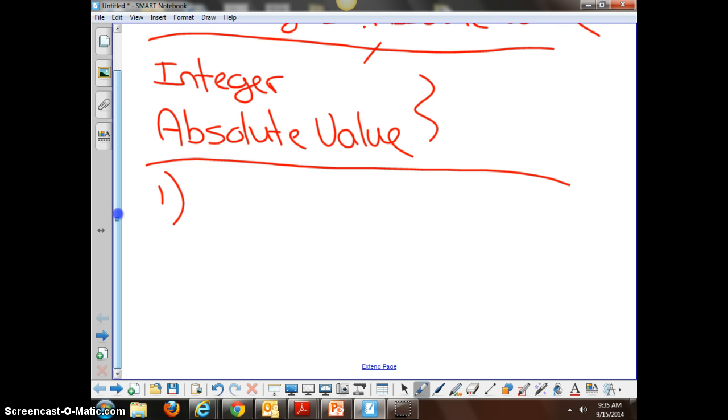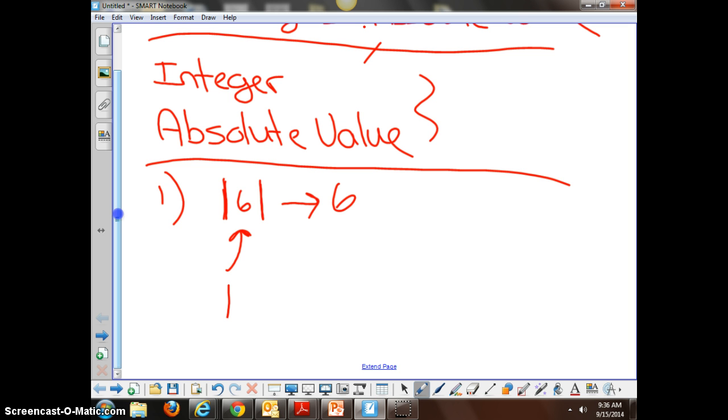When you get items like |6| and you have two straight lines, first of all, the two straight lines represent absolute value. That's beyond the definition. So how you would phrase this is: what is the absolute value of 6? And because you understand the definition of absolute value, which is the distance a number is from 0, you would say the absolute value of 6 is 6.